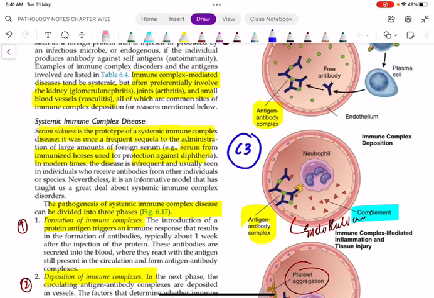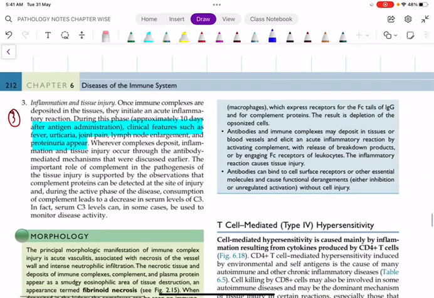The level of C3 during the initial phases of these systemic immune complex diseases will be very low in the body fluid. This is a very, very important MCQ question. What is it? In which of the following hypersensitivity reactions will there be a decrease in serum levels of C3? The answer is nothing else but type 3 hypersensitivity reaction.